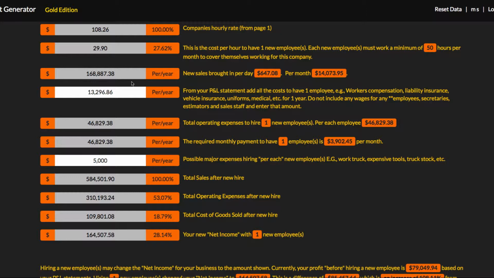Another thought that might come to mind, what is this employee going to cost me every month? You have to pay someone to work for you, and this is the monthly payment you need to come up with every single month in order to keep this employee.